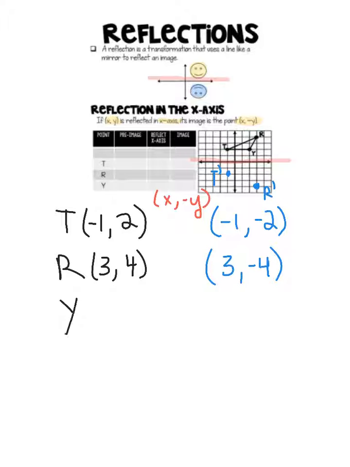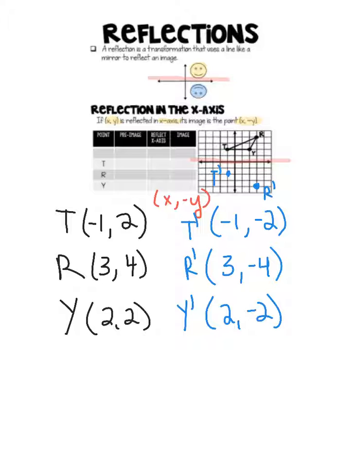And lastly, we have point Y. Point Y is at 2, 2. We apply our transformation, and Y prime, there's R prime and T prime, right? Our image. Y prime is 2, negative 2. We plot 2, negative 2, get Y prime, and then we just connect the dots together, and it gives us that triangle.